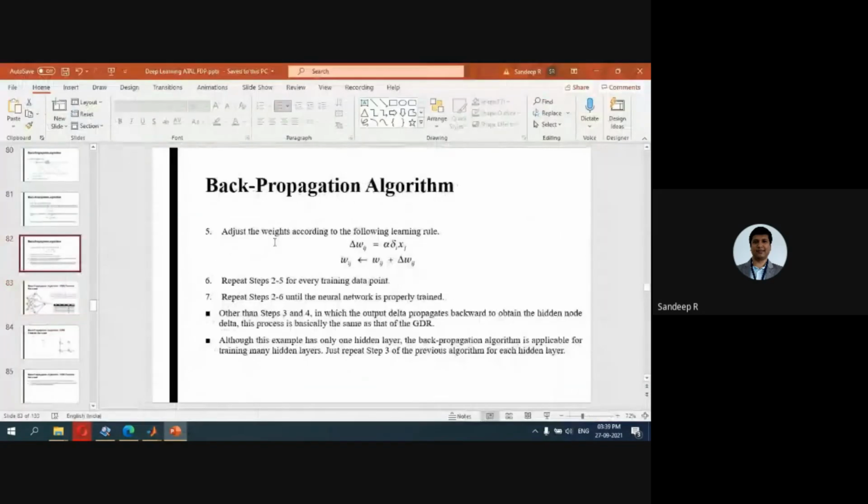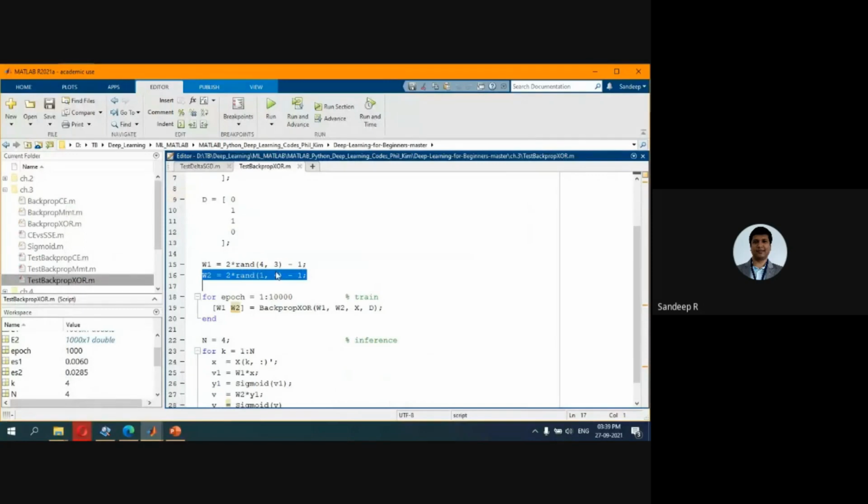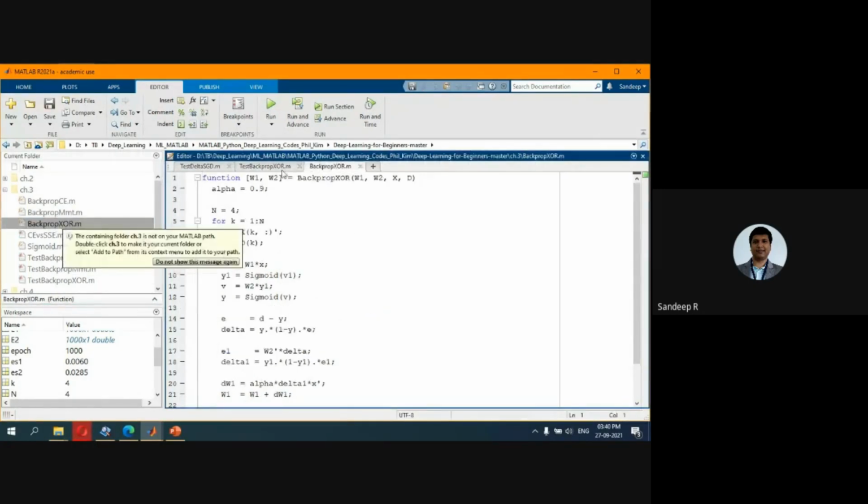Remember the first step we have done. Randomly initialize the weight, pass the input and correct output to the neural network, calculate the output. So we'll pass this data, with weights randomly initialized. We have to train the neural network with the input and the correct output. This is the training part. Let's go to backdrop XOR. So we have passed the input, the randomly initialized weights, the correct output, and a learning rate of 0.9.